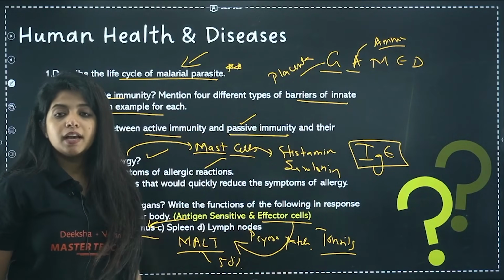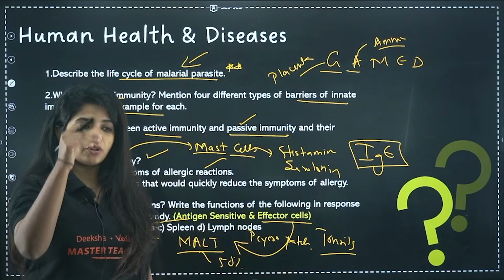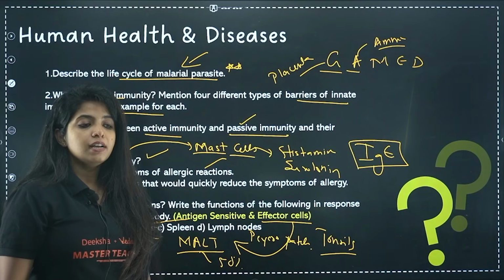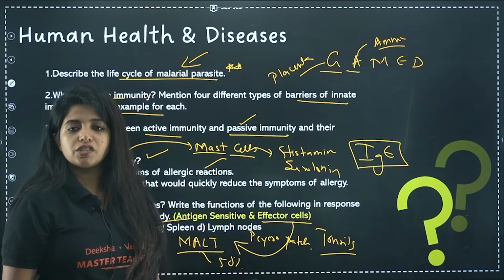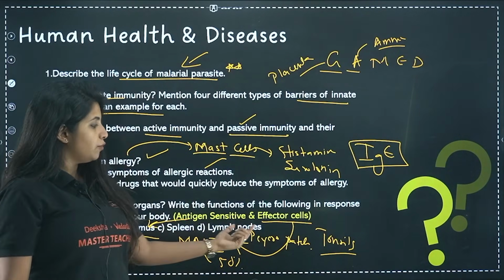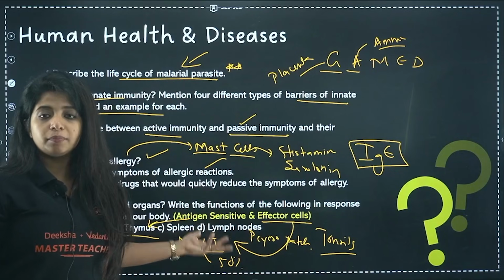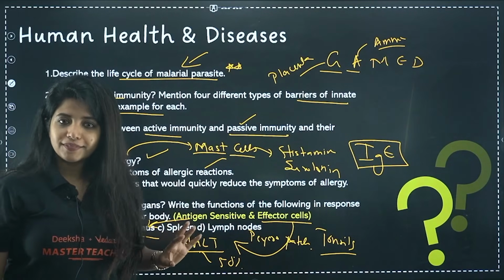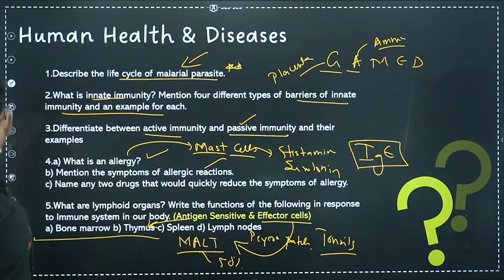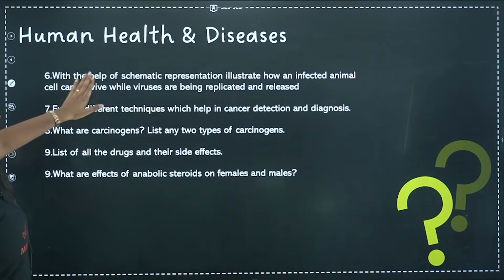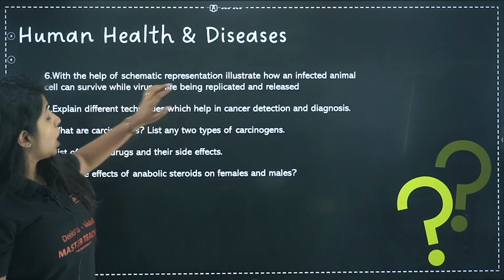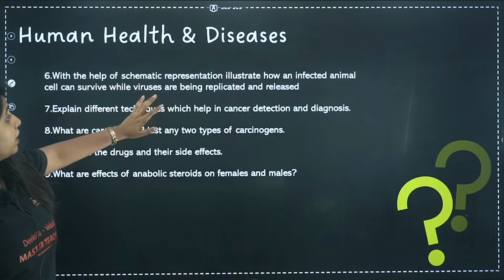They can give you an option asking which of the lymphoid organs are the ones where the B and T cells become effector cells. So you should know it is spleen, lymph nodes, Peyer's patch, tonsils, or if MALT is written, then MALT. Cool.